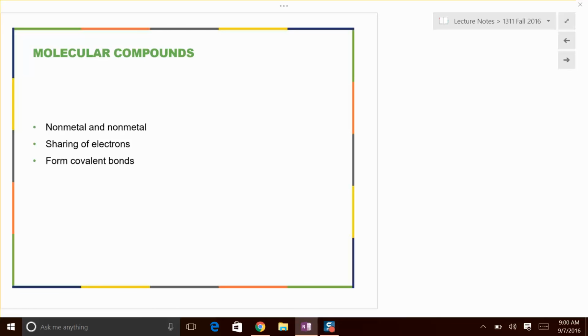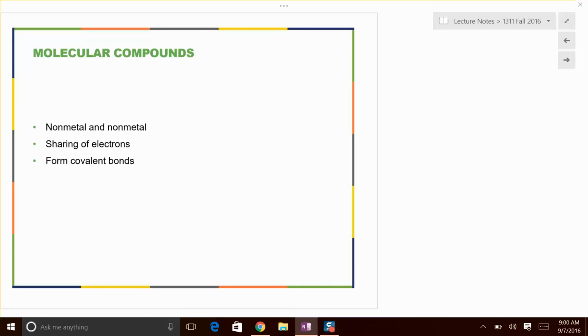But what happens when I get two nonmetals together? Neither one of them wants to get rid of their electrons, right? They both have a strong affinity for electrons. So they're both pulling for electrons.